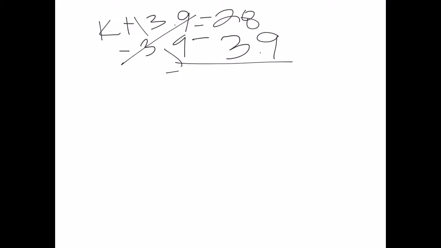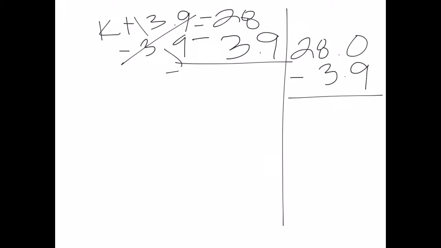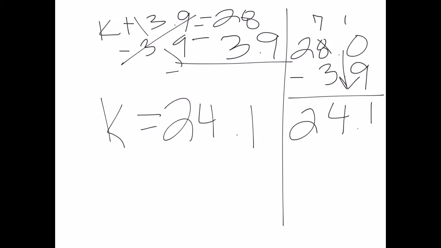We are going to move this equation to the side so we can see it better. So we have 28 subtracted by 3.9. You are then going to add a 0 to hold its place. 9 cannot be subtracted by 0, so you're going to borrow from the 8. The 8 becomes a 7, and you're going to turn the 0 into a 10. 10 minus 9 is 1. 7 minus 3 is 4. And 2 minus 0 is 2. Bring your decimal place down. That's how you get K equals 24.1.